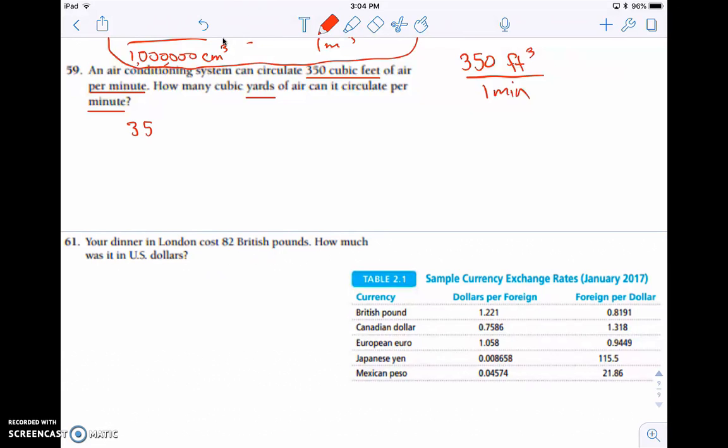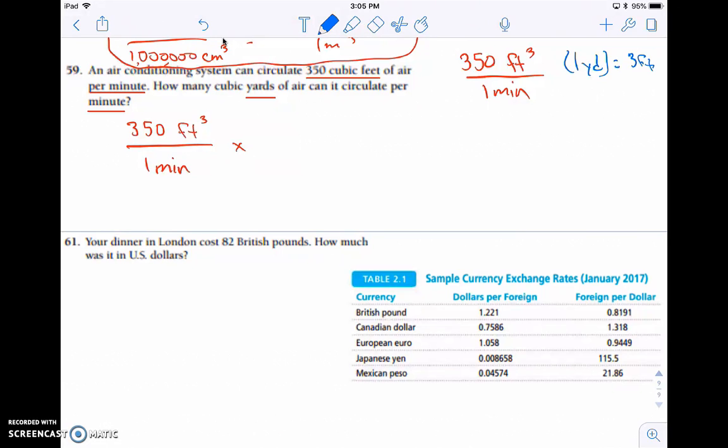So we have 350 cubic feet for every 1 minute. And we need to times that by our conversion fraction. And I'll change colors here. So, in the example above, we did 1 square yard was 9 square feet. So in this case, again, 1 yard is 3 feet.